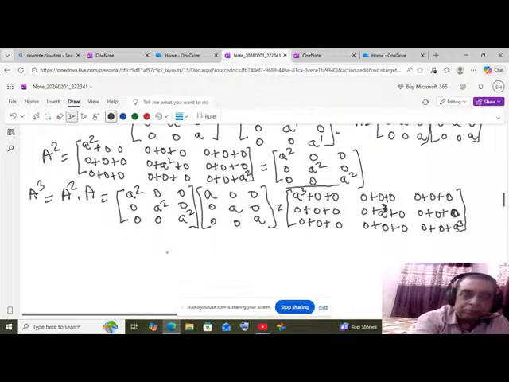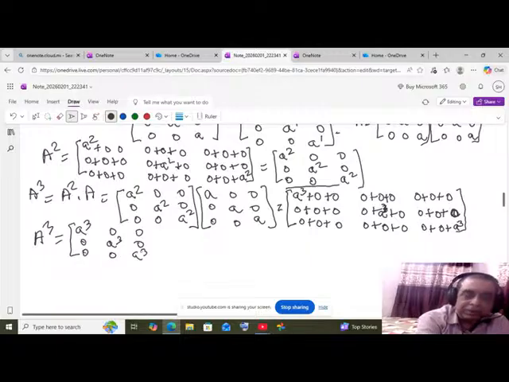Now what is A cube? Simplify it. So this is equal to A cube, 0, 0; 0, A cube, 0; 0, 0, A cube.